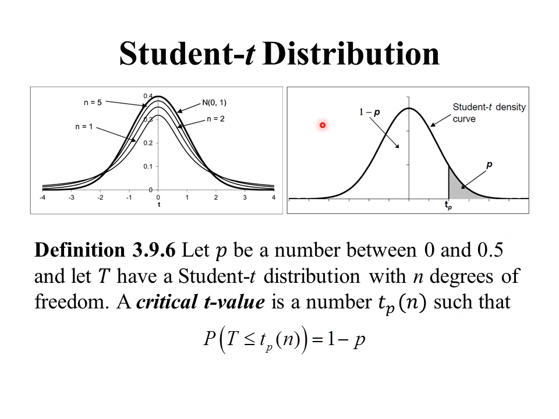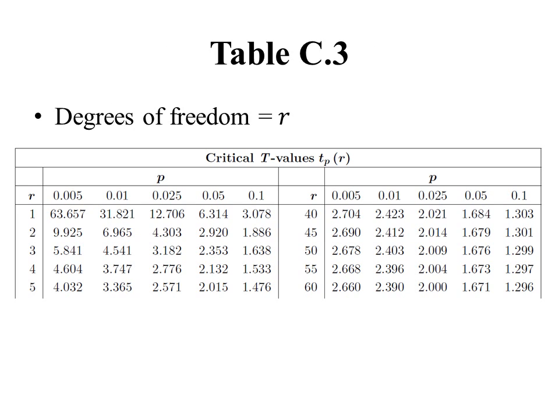And so this figure over here illustrates this idea. So what we have here is a student t density curve with n degrees of freedom. Here's our critical value. And so the area underneath the density curve to the left of the critical value is 1 minus p, or equivalently the area to the right is p. Now, values of the critical value are given in table C3 in the appendix. And here we've shown just the top few rows of this table.